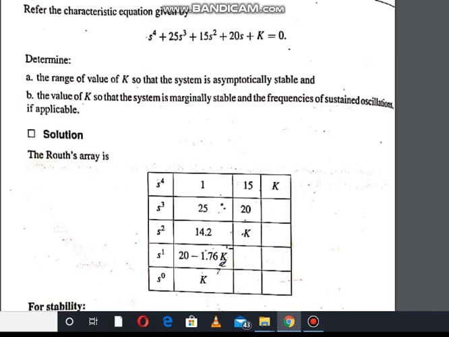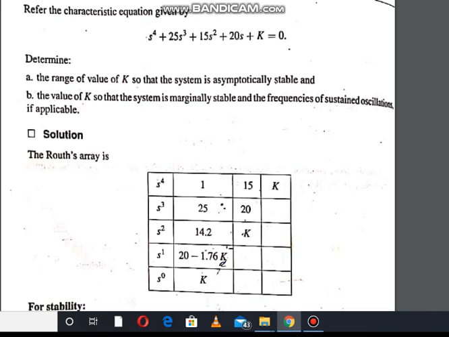So it is s to the power 4 row: 1, the coefficient of s square is 15, and the coefficient of s to the power 0 is k. Then the s cube row: the coefficient of s cube is 25, and the coefficient of s to the power 1 is 20. Now for the next row, that is the s square row, we have to take the previous two rows. It is a matrix we have to write, 1 25 15 20, divided by 25, and we have to multiply. We will get 14.2.